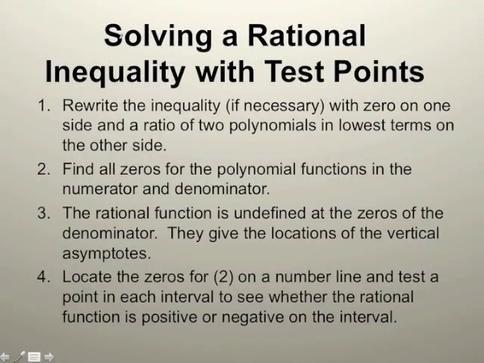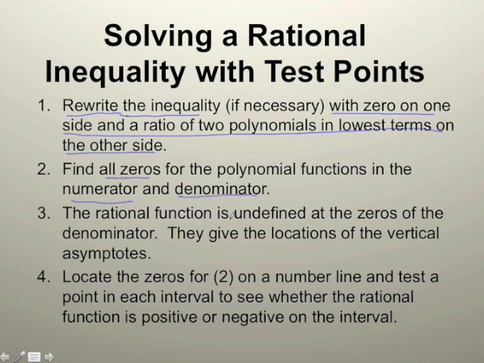Next thing we're going to look at is solving a rational inequality with test points. First thing you need to do is rewrite the inequality with 0 on one side and a ratio of two polynomials in lowest terms on the other side. We don't always have to do that, but sometimes we do, and it's important that we remember it has to be done. Then you find all the zeros for the polynomial functions in both the numerator and the denominator.